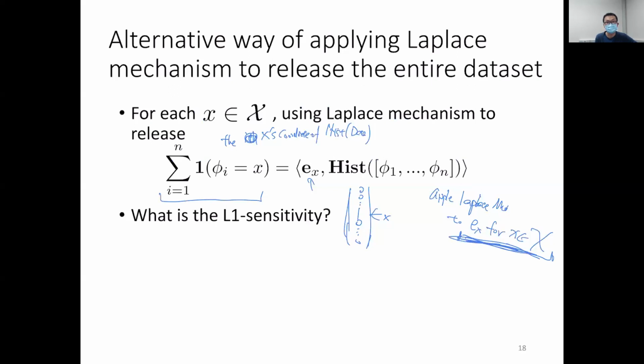What is the L1 sensitivity? I've asked this question repeatedly today from all those examples. Anyone? Yeah, but by releasing it, I mean releasing this for all x. You should think about adding or removing one data point inside this data set, and what its effect is in the histogram.